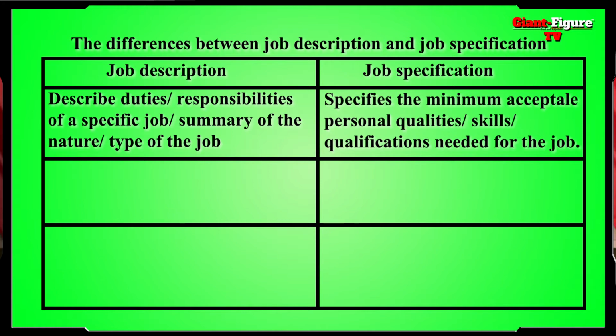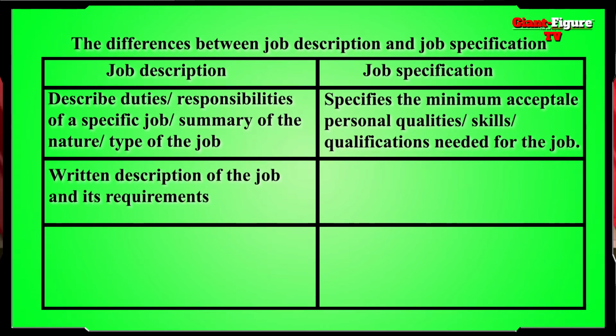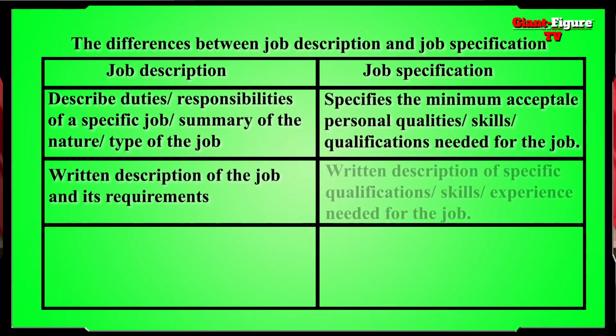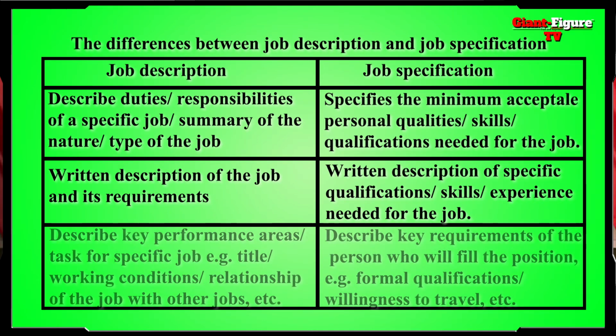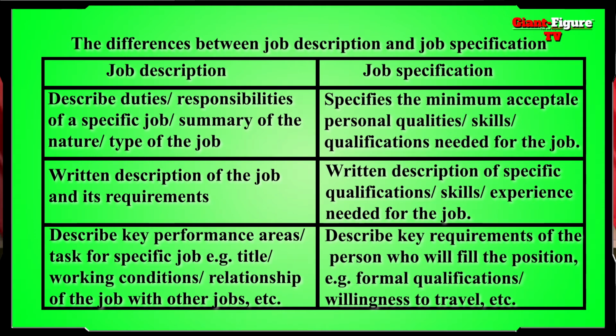So that's the difference. The second difference is that job description is a written description of the job and its requirements. And then the job specification is a written description of a specific qualification, skill, or experience needed for the job. So the main difference here is that for the job description, they write a full description of that job, but the specification specifies the skills that are needed for that job.